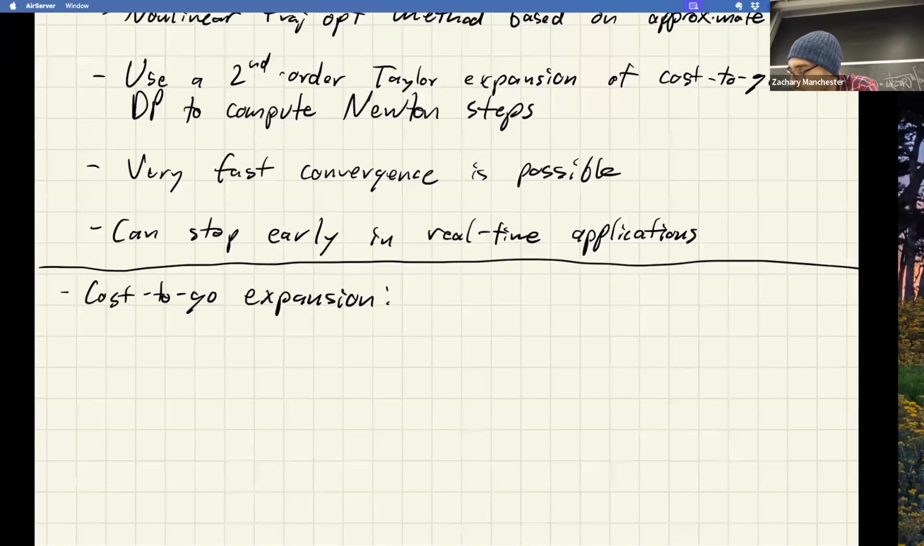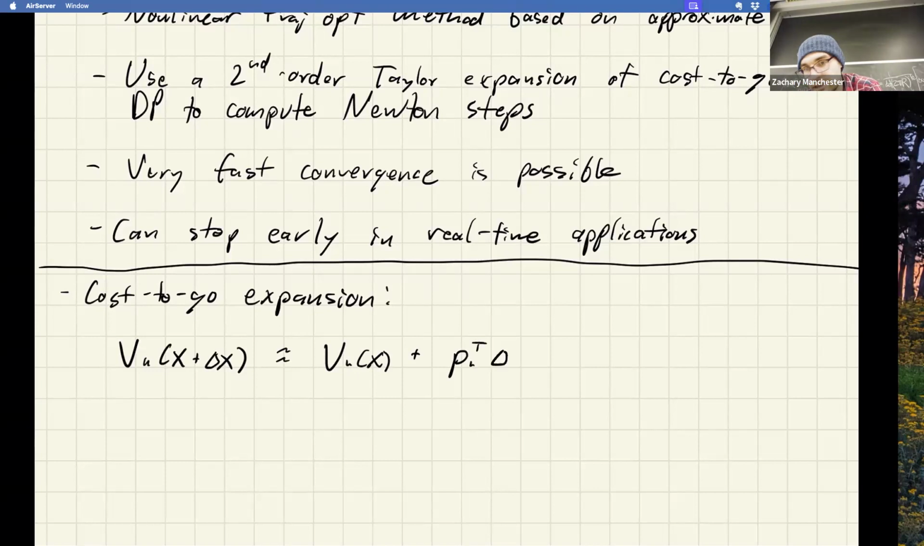Okay, so we got our V from last time. What we're going to do is expand this about some X, and write the expansion in terms of some delta X, right? So this is going to look like V of X plus little p transpose delta X. That's the gradient term. And then a Hessian term that looks like delta X transpose big P delta X.